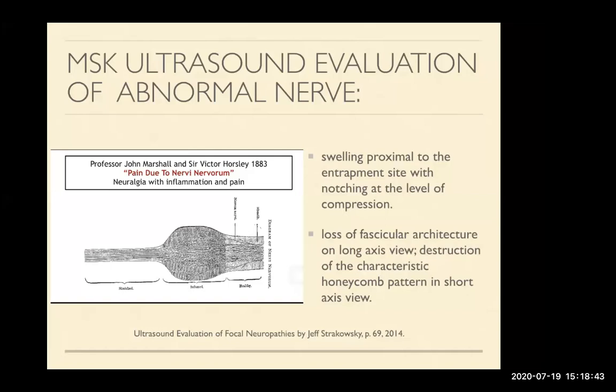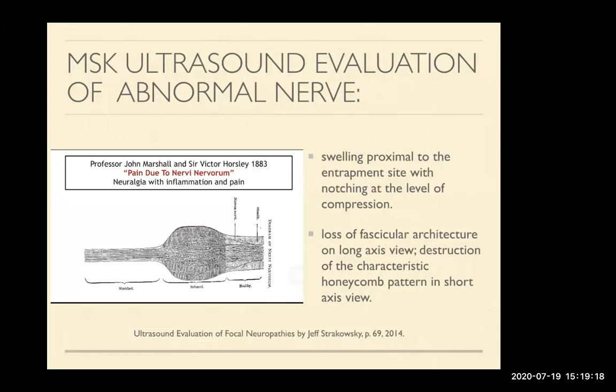The nerve begins to become bigger. Excuse me. So there is a swelling proximal to the entrapment site. If you know exactly where the entrapment site is, then you can see a swelling proximal to that. And it is characterized in ultrasound as the notching at the level of compression. Or sometimes you don't see this mechanical notching or impingement, but if you look at the fascicles, they tend to fuse. And so there is loss of fascicular architecture.